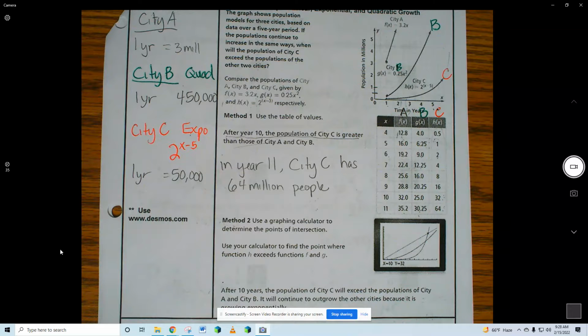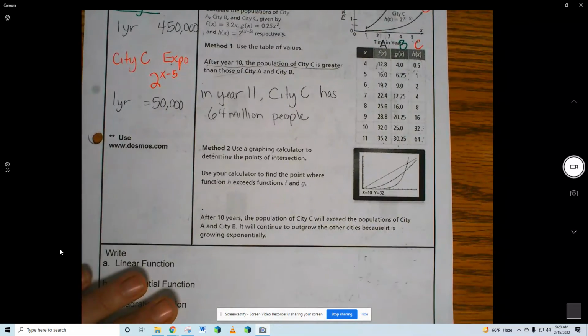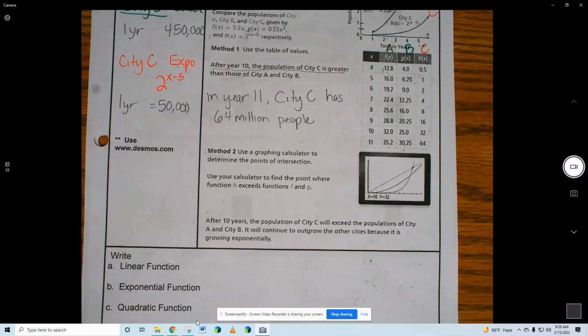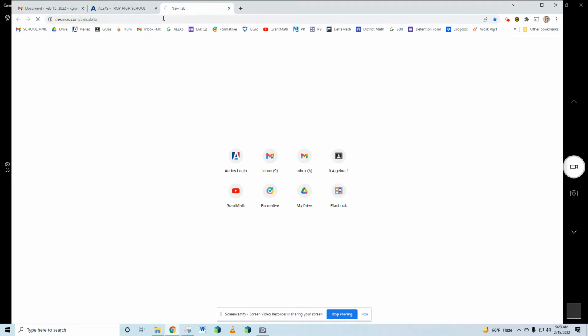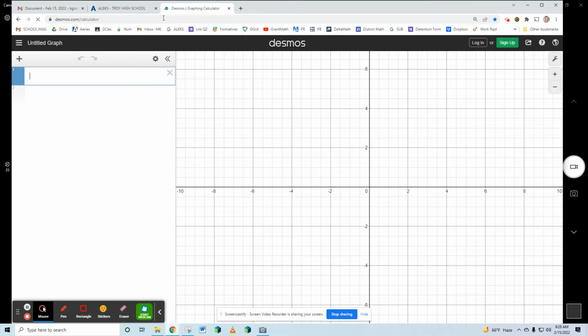I could also use a graphing calculator. So I want to show you Desmos. I'm going to turn on Desmos on our screen. I'm going to plot all 3 equations on Desmos. You're going to need to be able to do this as well. City A, 3.2x. So I just type in 3.2x. Do you all see this in the upper left corner?